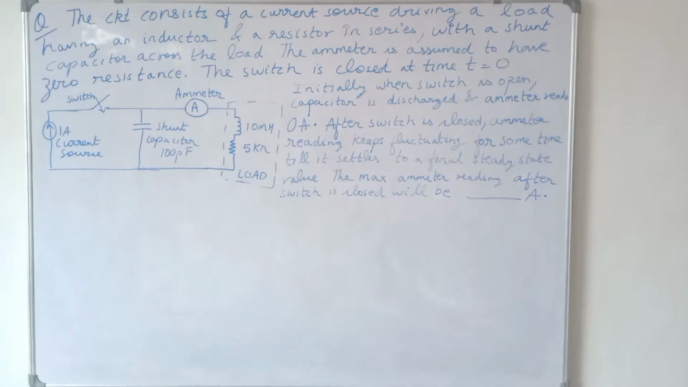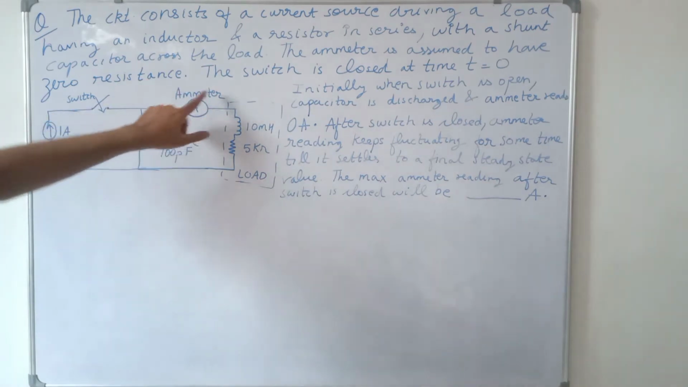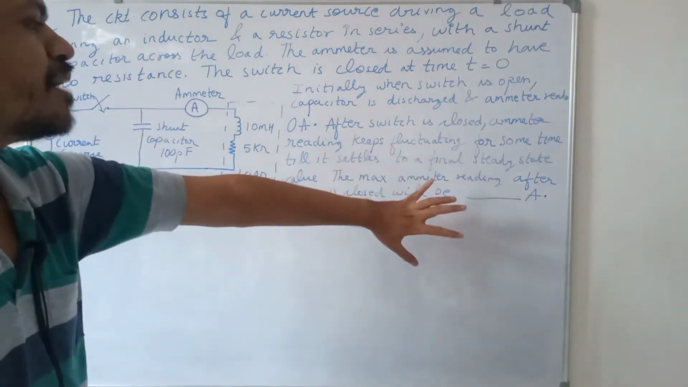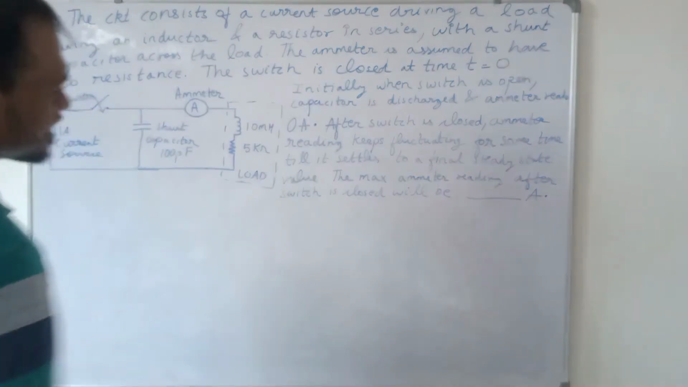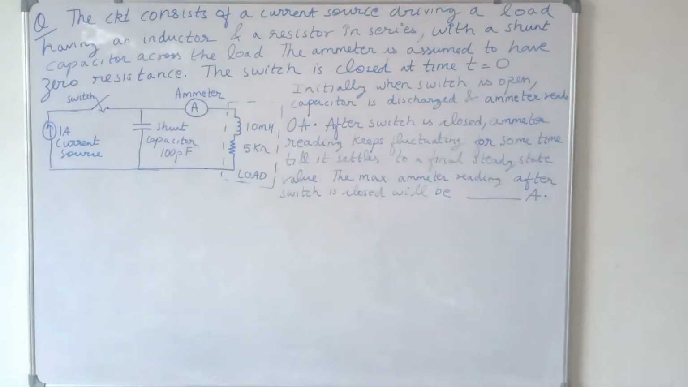Now it says that after the switch is closed, the ammeter reading keeps fluctuating for some time, till it settles to a final steady state value. So we have to find the maximum ammeter reading after the switch is closed. We can easily solve it by using Laplace transform.